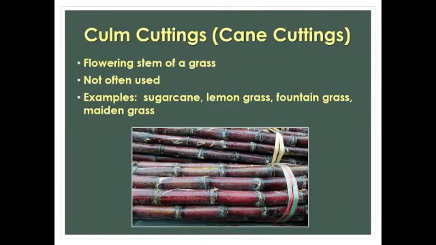A culm is a flowering stem of a grass, so this is not a normal vegetative stem like we would take a stem cutting of. It's a flowering stem. These are not often used, but they can be used for grasses. So I have some examples here for you, sugarcane and various types of grasses. And basically what you do is you take a segment of that flowering stem, which should have several nodes on it, or at least divisions of some type. You lay it horizontally on the media, and it'll sprout adventitious roots and adventitious shoots from each of those nodes.